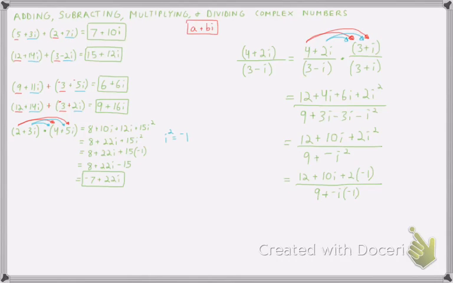Now after that substitution, we further simplify. We get 12 plus 10i minus 2. And in the denominator we get 9 plus 1. So we combine those like terms, and we get that 10 plus 10i, and that's all over 10. So this is going to simplify nicely. And we get that the final answer is 10 divided by 10 is 1, and 10i divided by 10 is i. This is in the form of a plus bi, so this will be our final answer.